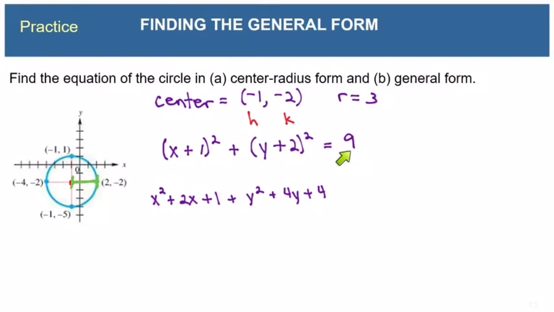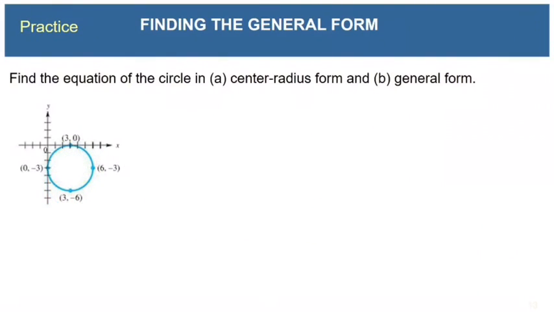And then on the right side, we have 9, so let's bring that over to the left. So we have minus 9 equals 0. Now we will combine our constants. We'll have 1 plus 4 minus 9. That's going to be 5 minus 9, which is negative 4. So the final form of the equation is x squared plus y squared plus 2x plus 4y minus 4 equals 0.